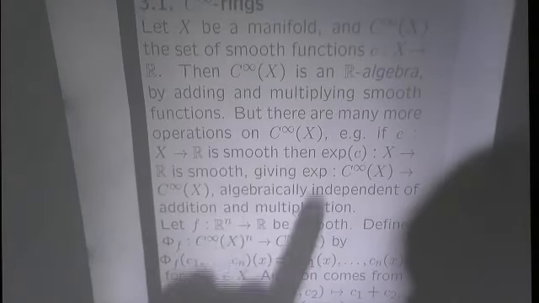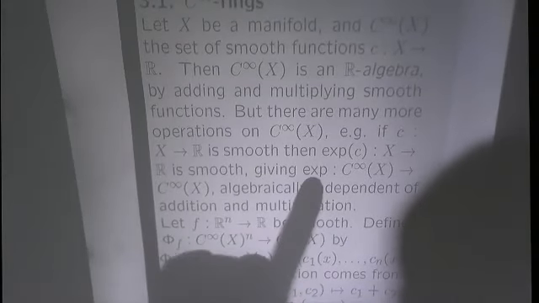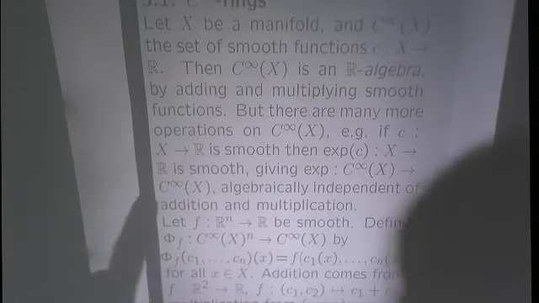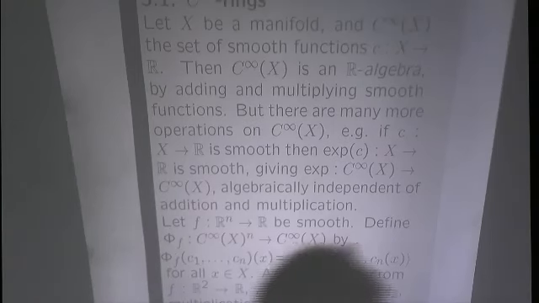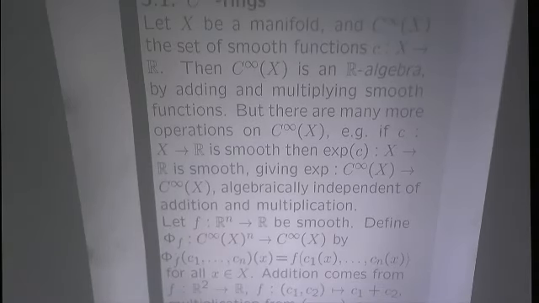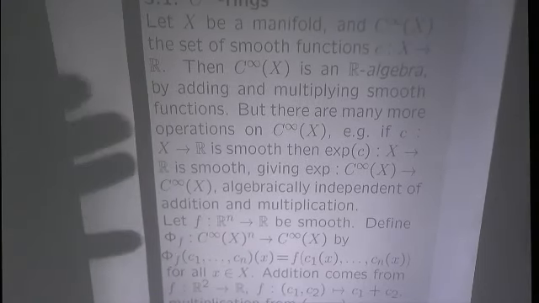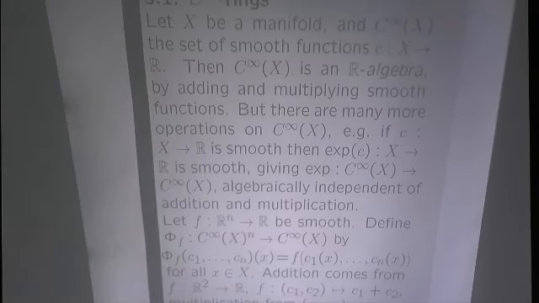So therefore, this gives you an operation, exponential, going from C-infinity of X into C-infinity of X. This is algebraically independent of addition and multiplication. Of course, you can write a power series converging, getting X as a limit of polynomials in C, but that's not really what we're about. We're trying to think about these things in strictly algebraic terms.